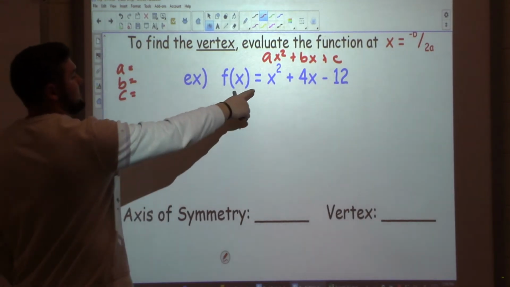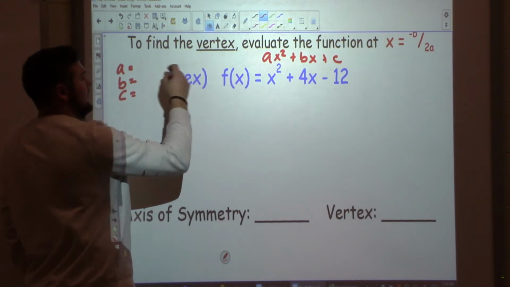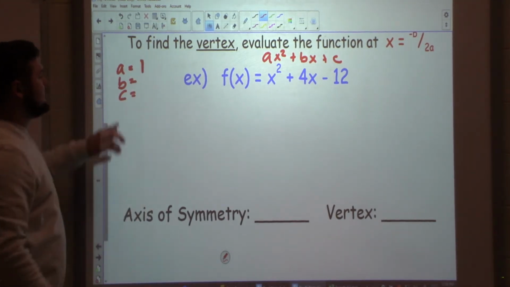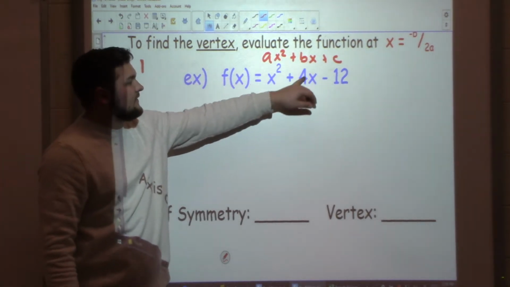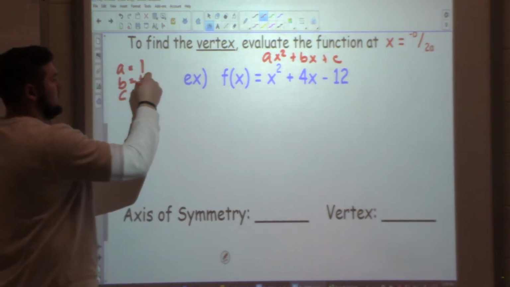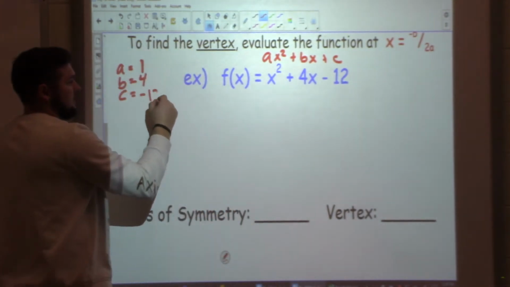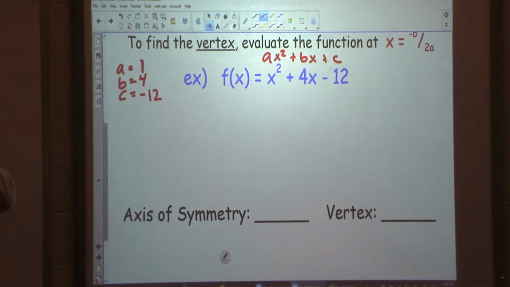The number in front of x squared is my A value. What number is that? 1. The number in front of my x is my B value. What number is that? 4. And then the last number here is my C, -12. Okay? Like I said, I will not normally list them. If that helps you, do that.